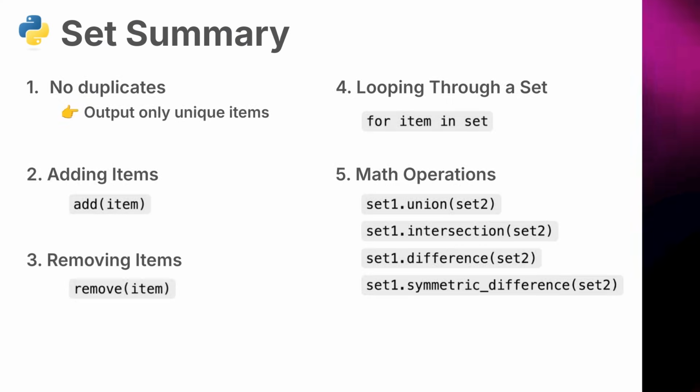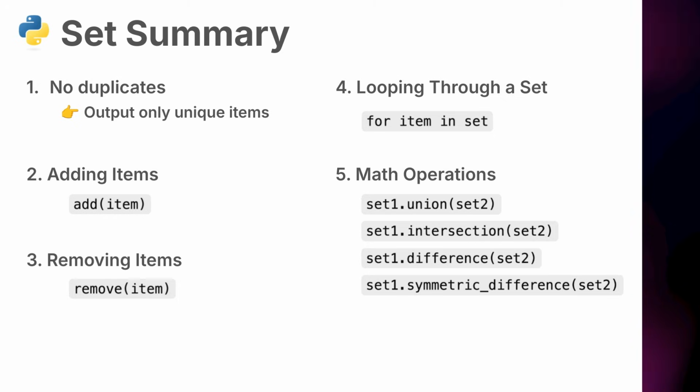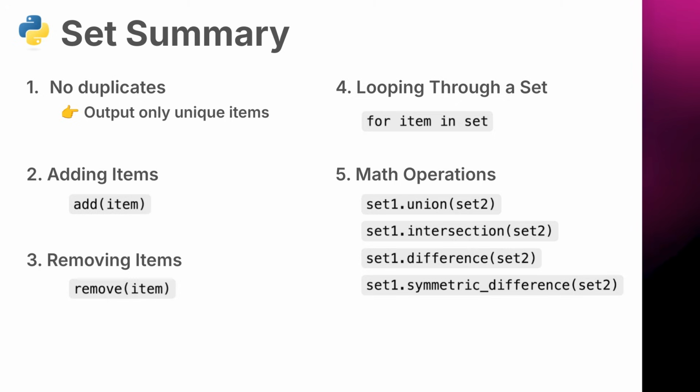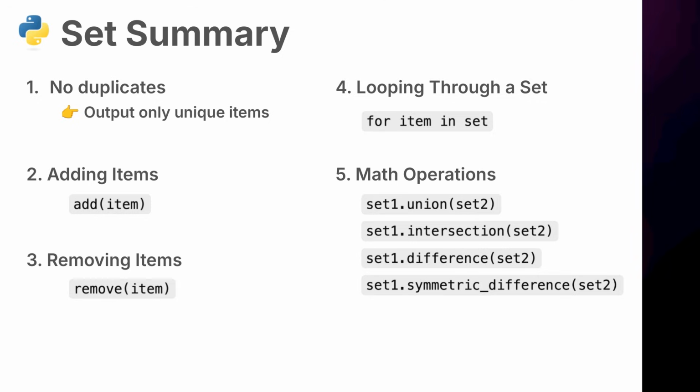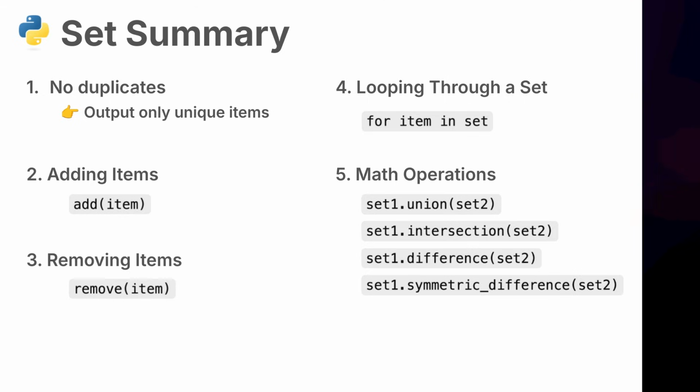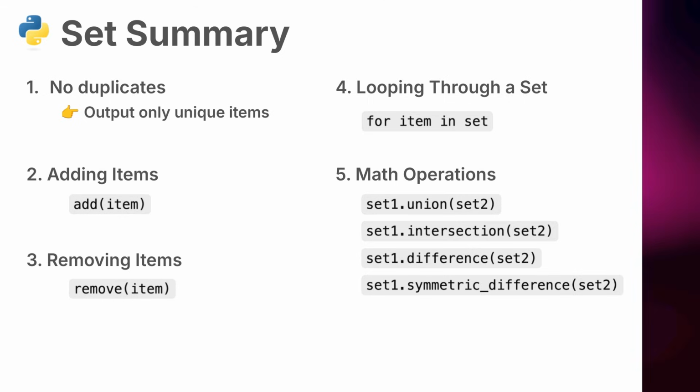This is the summary of the set. We covered these things. 1. No duplicates. A set automatically removes duplicate values. Great for keeping only unique items in your data. 2. Adding items. Use add to insert a new item into the set. If the item already exists, nothing changes. 3. Removing items. Use remove to delete a specific item.